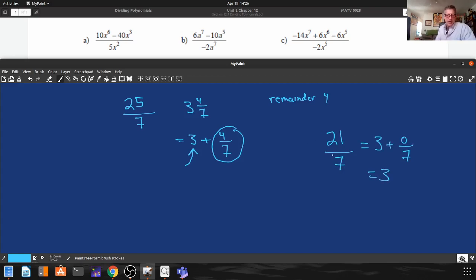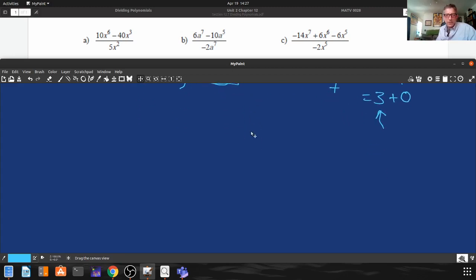So sometimes, just like in division by whole numbers, you can divide a whole number by another whole number. You'll get some other integer plus a fractional part, or you'll get an integer plus a 0 fractional part. So this is the case of dividing a polynomial by a polynomial, getting another polynomial. This is the case of dividing a polynomial by a polynomial, getting a polynomial plus something else that isn't a polynomial, just for what it's worth.